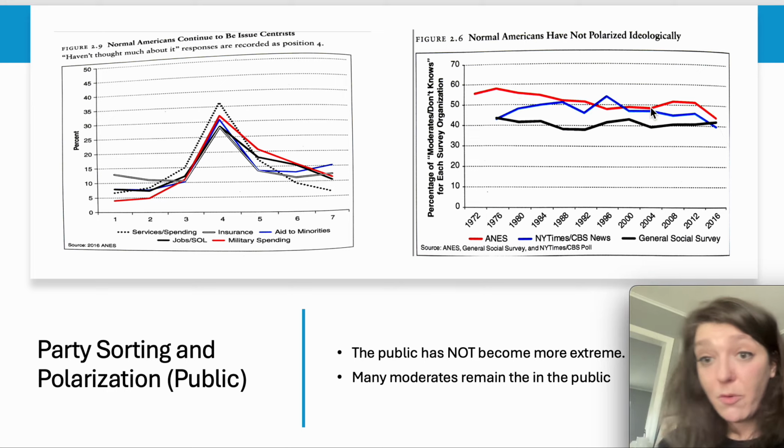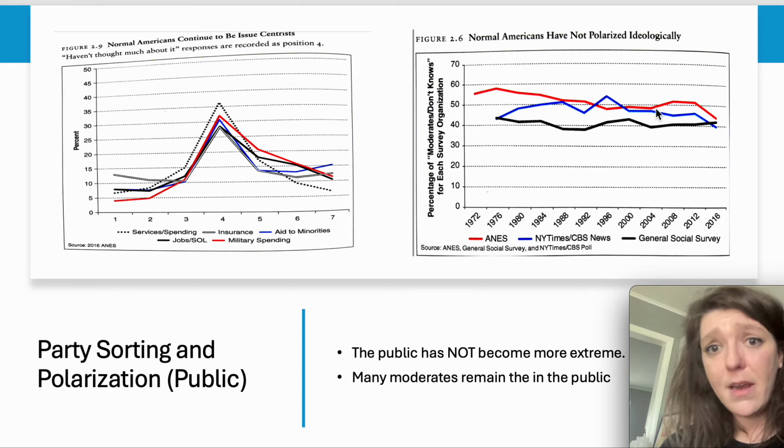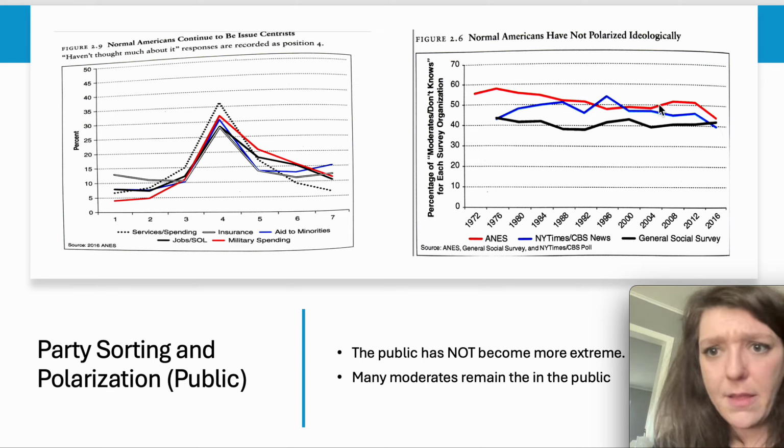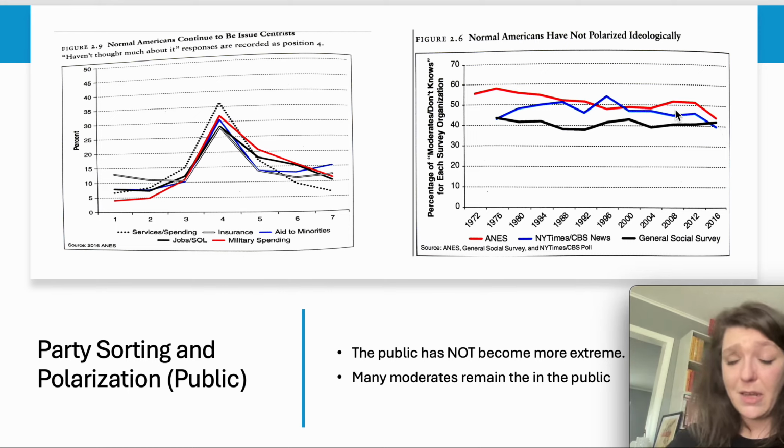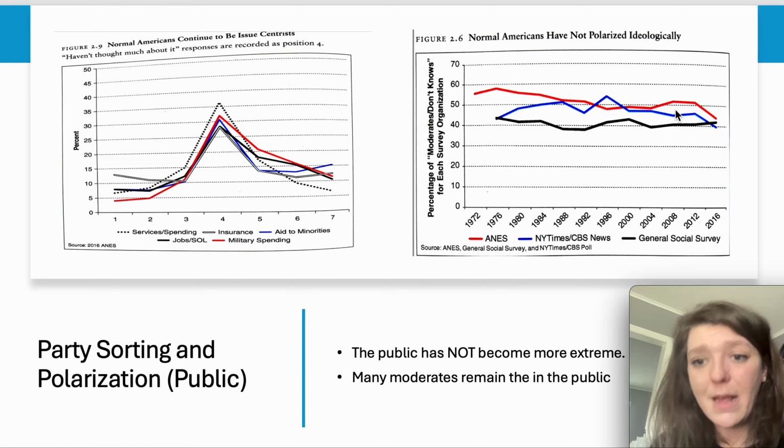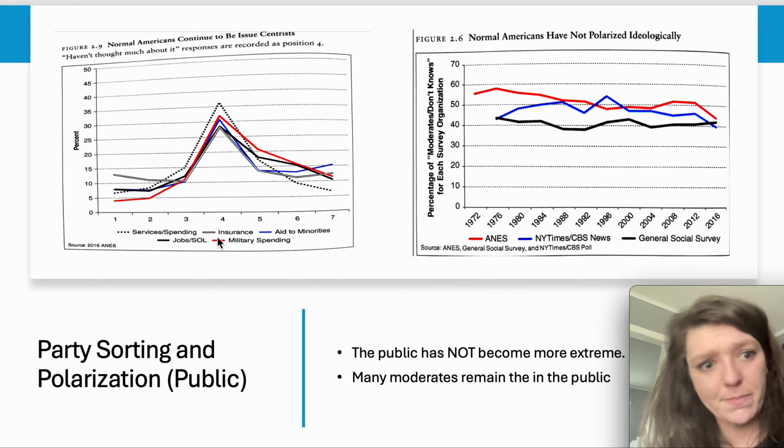If the public was polarizing, then the percentage of moderates would be deviating. They wouldn't be relatively consistent over time. So the argument here is the public has not become more extreme. Many moderates remain. We still have centrists in the public. It's the parties that have gotten more extreme.